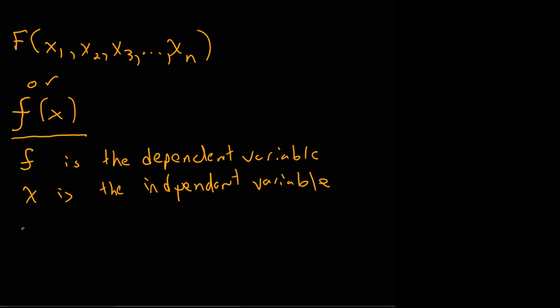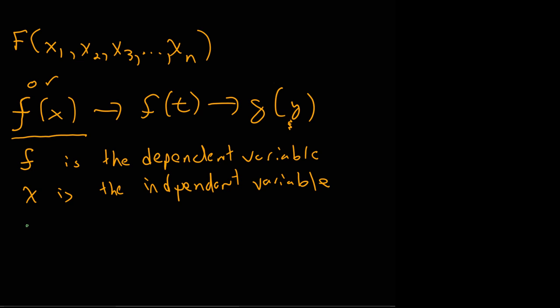So the independent variable, now in this case, is x. It doesn't have to be x. I could write some function of t, or I could write another function g of y if I wanted to. This in the parentheses is the independent variable, and the function name on the outside is the dependent variable. And we can think of it as the value of the function depends on the independent variable that I put in.